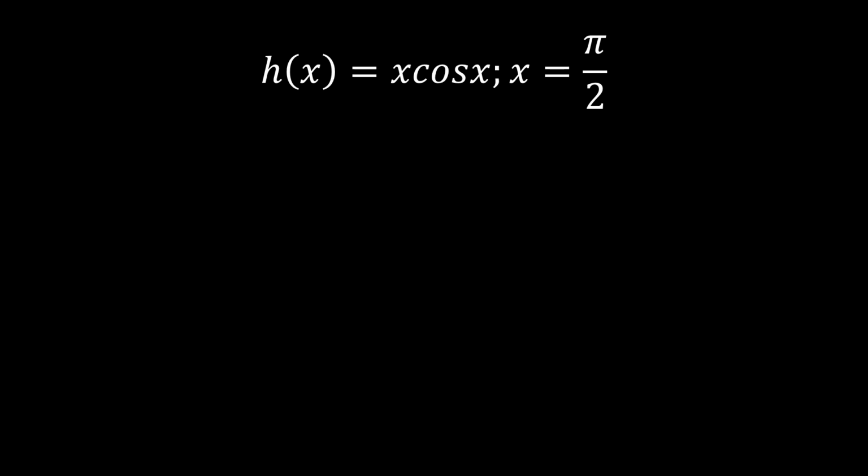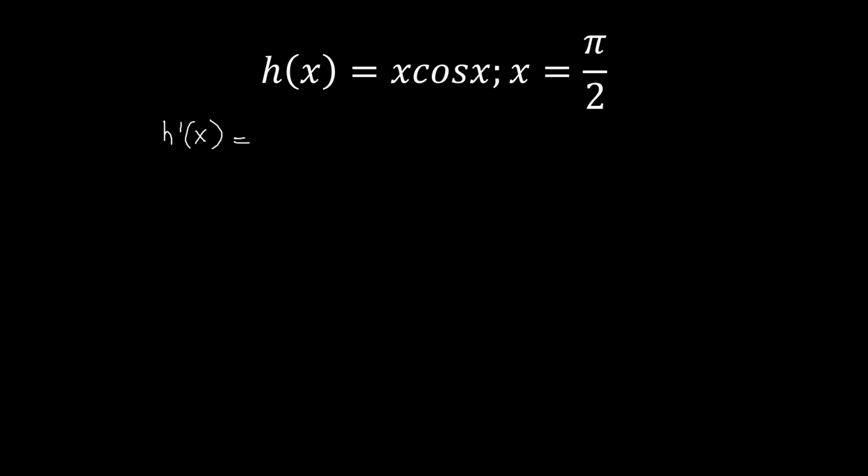h of x that's equal to x cosine x, and your x is equal to pi over 2. So we'll start off with the derivative of our function, h prime of x.